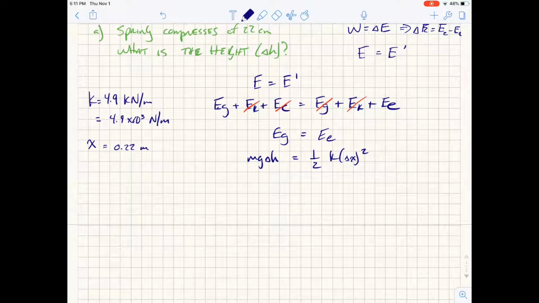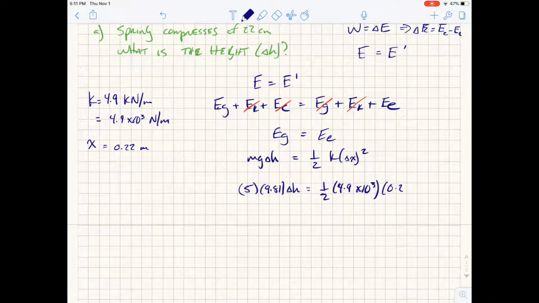Okay, so we can plug in our numbers. The mass of the car is 5 kilograms. g is 9.81. The delta h is what we're looking to solve. We're going to multiply that by 1/2 times 4.9 times 10 to the 3 newtons per meter. Leave the units out just to simplify our math here. And then we have 0.22 squared. And from there, it's just math to rearrange and solve.